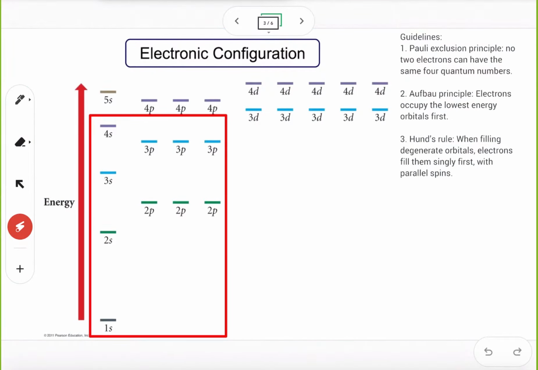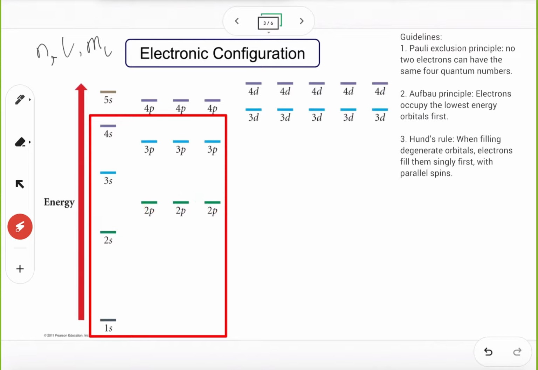This picture is from your textbook. Essentially, this picture shows us the atomic orbitals. Remember, in Chapter 2, we did our analysis and identified those atomic orbitals based on three quantum numbers: the principal quantum number n, the angular momentum quantum number L, and the magnetic quantum number ML. By using those three quantum numbers, we can identify these atomic orbitals.